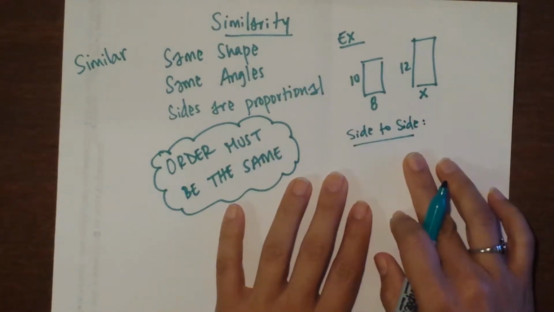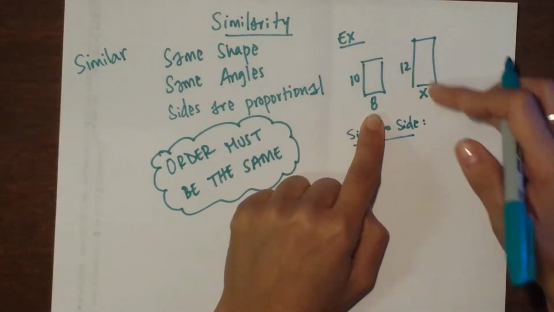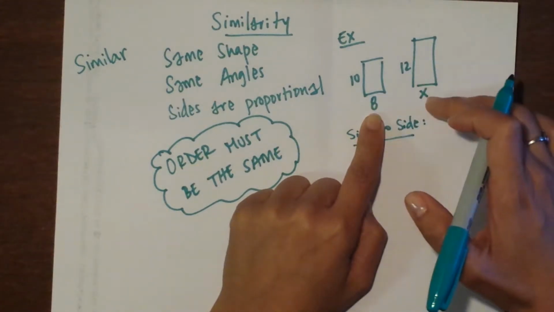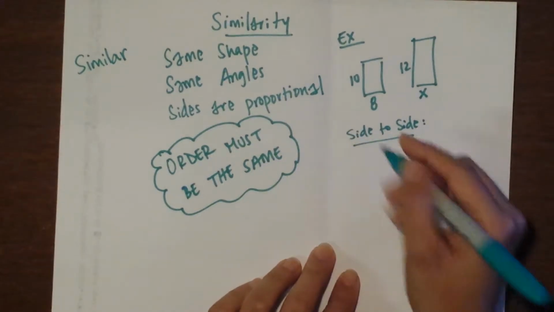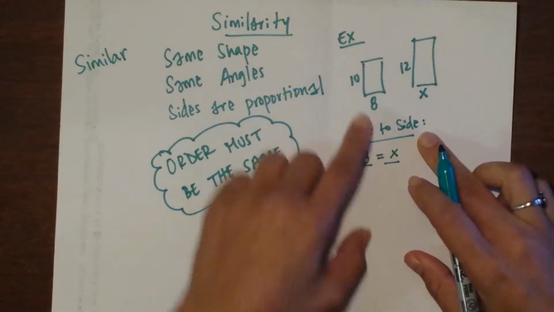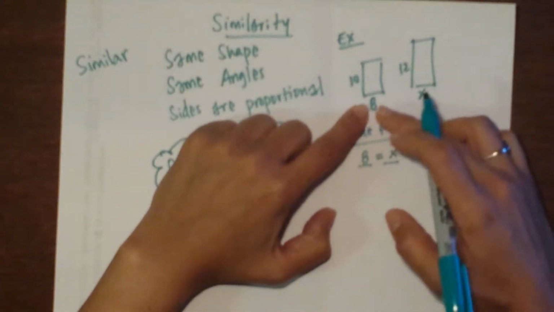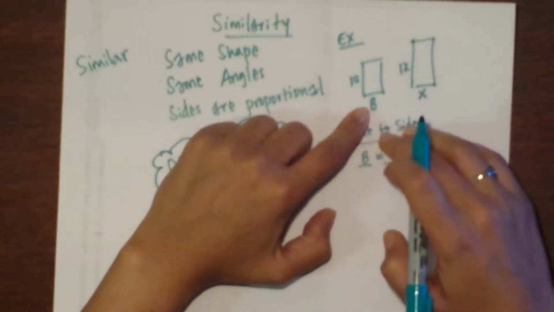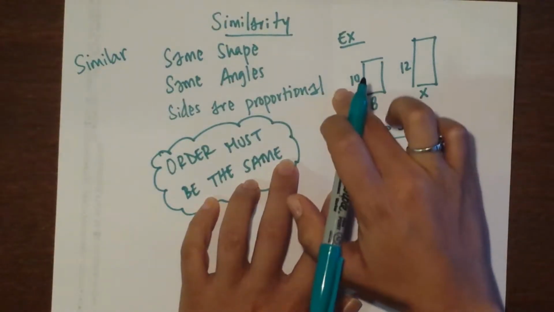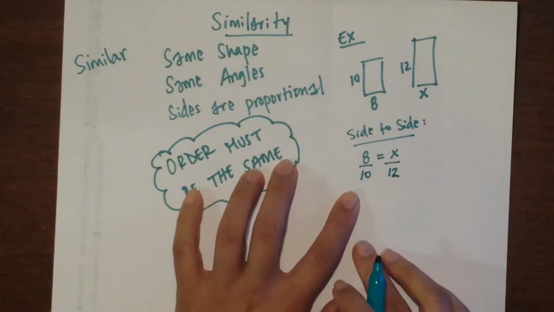From side to side, and this is what this means. What is the side that goes with 8 over here? Is it 12 or is it X? It's X. So 8 goes with X. Now, this is very important: if you start from this side, you have to start from that same shape again. So you can't say 8 goes with X and then say 12 goes with 10. You have to say 10 goes with 12. So 8 goes with X, which means you have to start from this side, 10 goes with 12. That's how you set up a proportion.